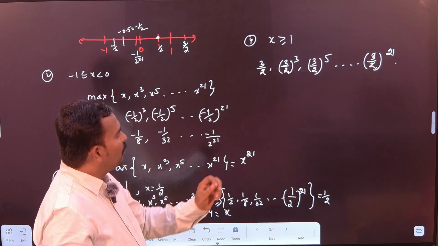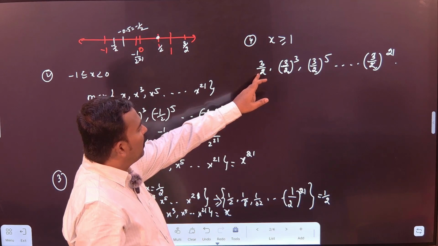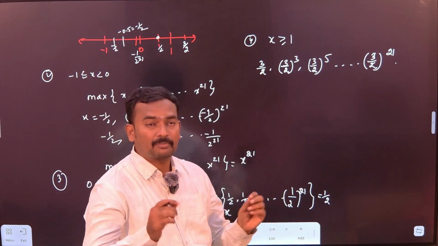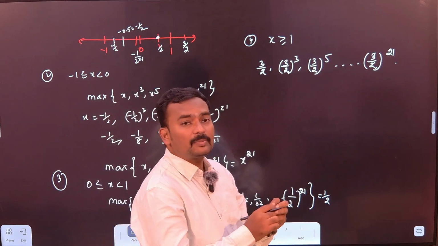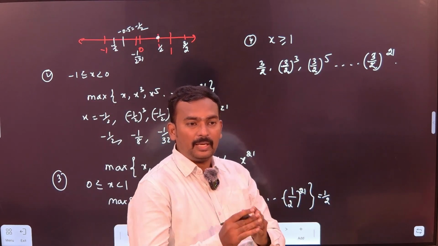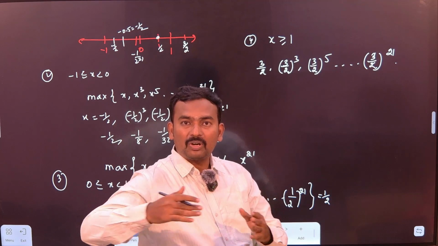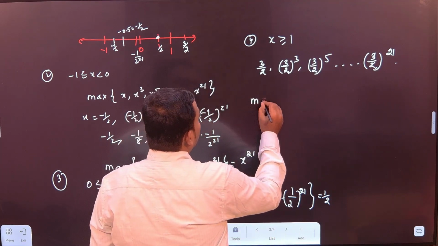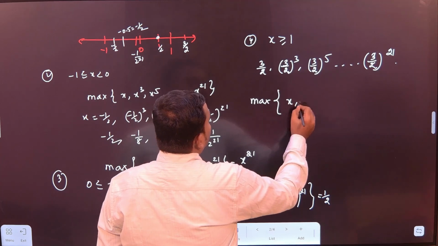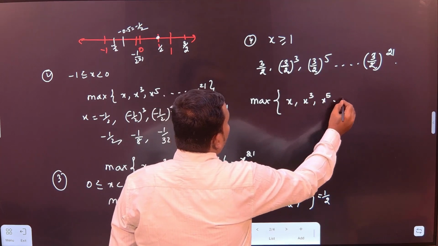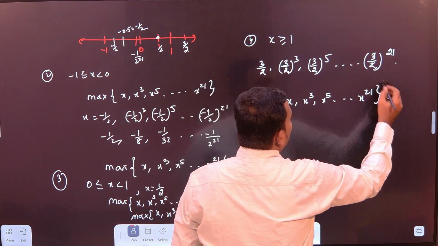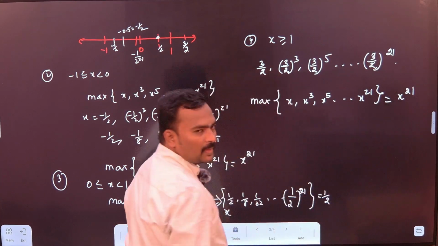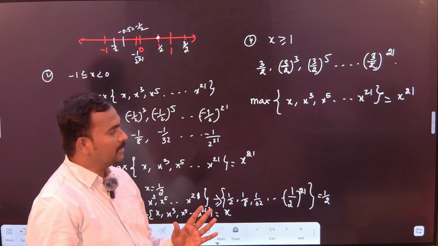You can see the simple logic. 3 by 2 is 1.5, right? Here you are multiplying 1.5 three times, and there you are multiplying 1.5 twenty-one times. The same number multiplied more times is the maximum, right? Clear? Okay, therefore the maximum of x, x power 3, x power 5, and so on, x power 21 would be x power 21. I hope everyone understands, right?